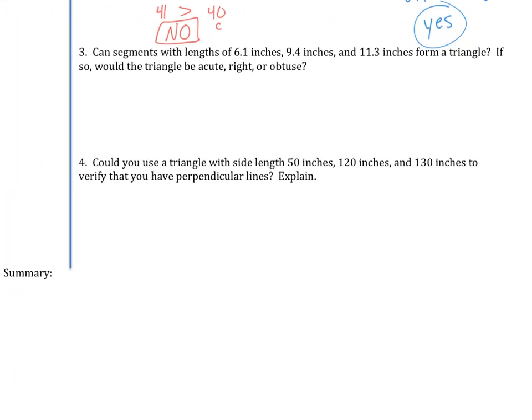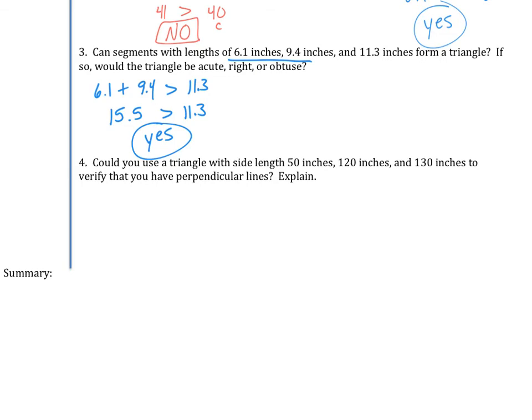Okay, example 3 or checkpoint 3. Can segments with lengths of 6.1, 9.4, and 11.3 form a triangle? If so, would the triangle be acute, right, or obtuse? So first, let's find out. Can it form a triangle? You add up the two smaller sides, so 6.1 plus 9.4, and that should be bigger than 11.3. We end up with 15.5 is greater than 11.3. So this answer is yes. It does form a triangle because the two smaller sides added up to more than the biggest side.